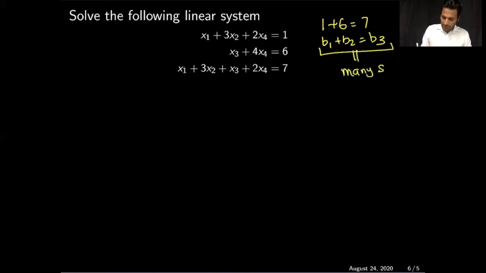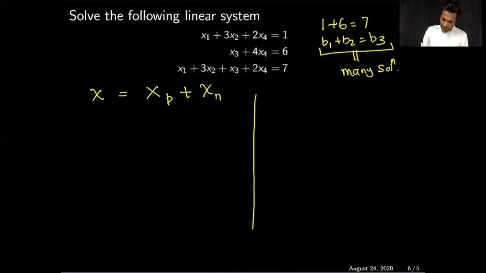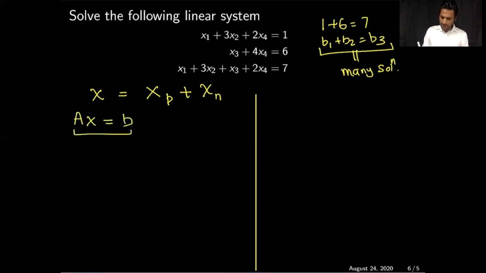When we have many solutions, how do we calculate all of them? In one of the videos, we saw that a complete solution of the linear system, when the null space is non-zero, is xp, one particular solution, plus xn, a solution which belongs to the null space. So our problem will be divided into two parts. First, we calculate the particular solution, meaning one solution of Ax is equal to b. And also we calculate the null space, which is all the solutions of Ax is equal to 0.